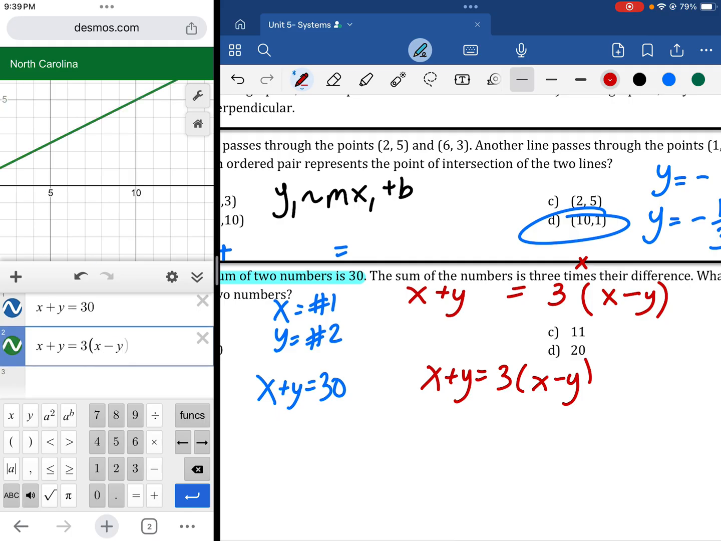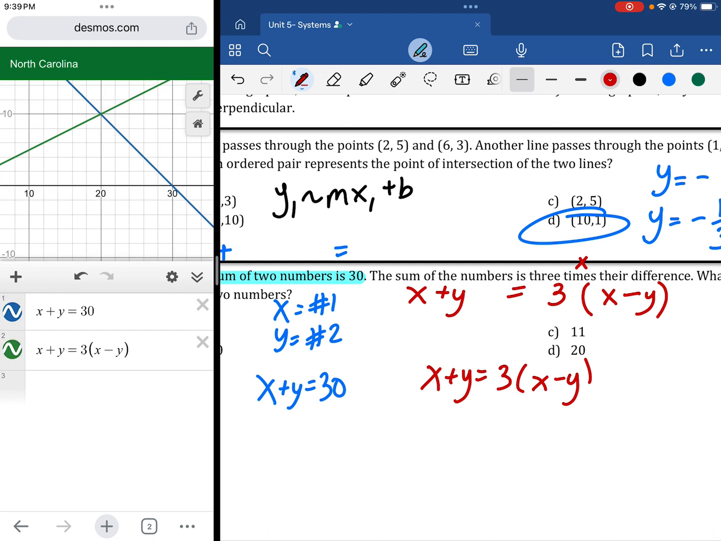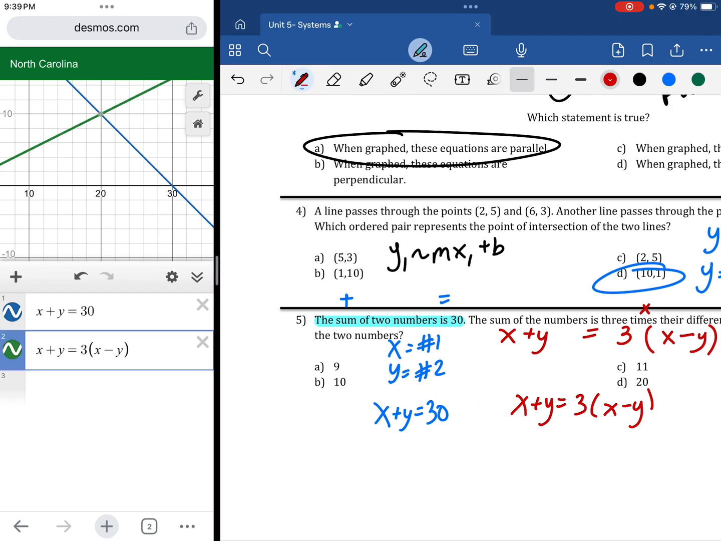That's the really good thing about Desmos. You don't even have to distribute. We can just put it in the same order that we get. So for our coordinate point, we get (20, 10).